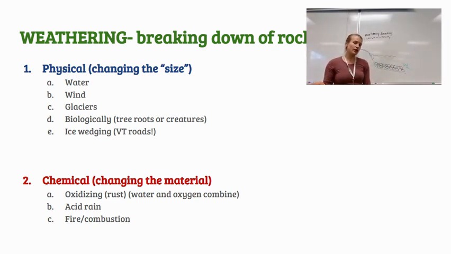You can also change rocks by chemically weathering them. So things like rusting can change them, acid rain can break down rocks, and then fire and combustion can also chemically change stuff. So these are just some different ways that you can do this first step of breaking that rock down from like the top of Camel's Hump. At the top of Camel's Hump, you're usually dealing with physical weathering: water, wind, tree roots, and things like that.